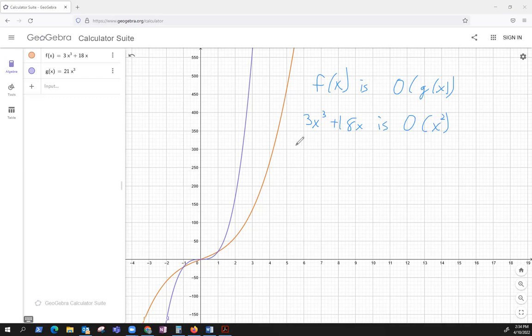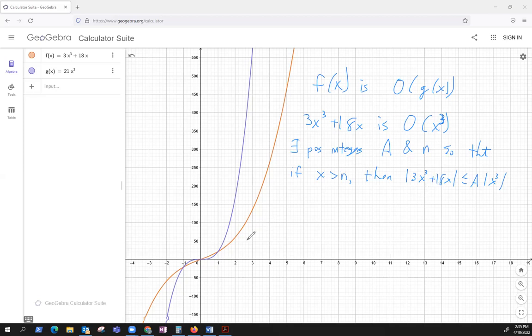By definition, that means there exist positive integers a and n, so that if x is bigger than n, then the absolute value of 3x cubed plus 18x is less than or equal to a times the absolute value of x cubed. And I said squared up here, but of course that's supposed to be cubed.